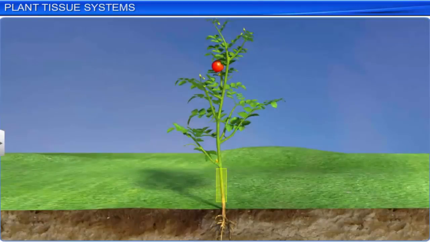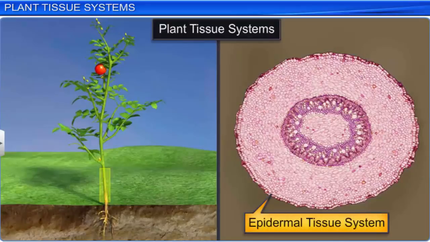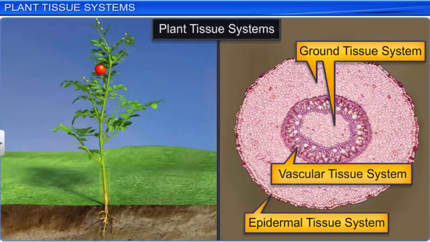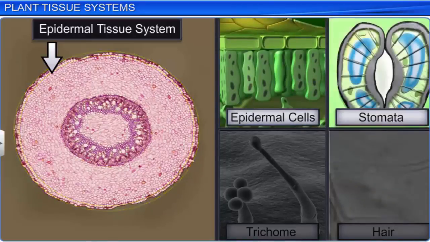Therefore, based on this, plant tissue systems can be classified into three types: epidermal tissue system, ground or fundamental tissue system, and vascular or conducting tissue system. Let's begin by studying the epidermal tissue system. As the name suggests, this tissue forms the outermost covering of the plant body. It consists of epidermal cells, stomata, and epidermal appendages, including trichomes and hairs.